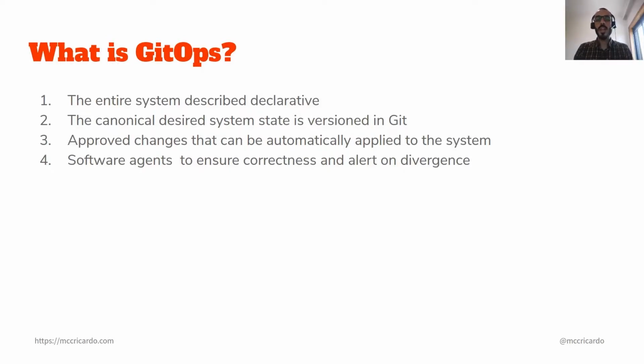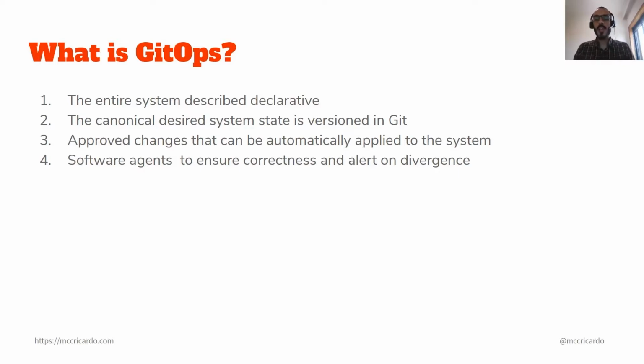Another important point is the fact that the canonical desired system state is versioned in Git. This means that with this declaration of our system versioned in a version control system, it can serve as the canonical source of truth. And we have a single place from which everything is derived and driven. This makes rollbacks trivial. We can use a Git revert or a rollback to a previous application state.